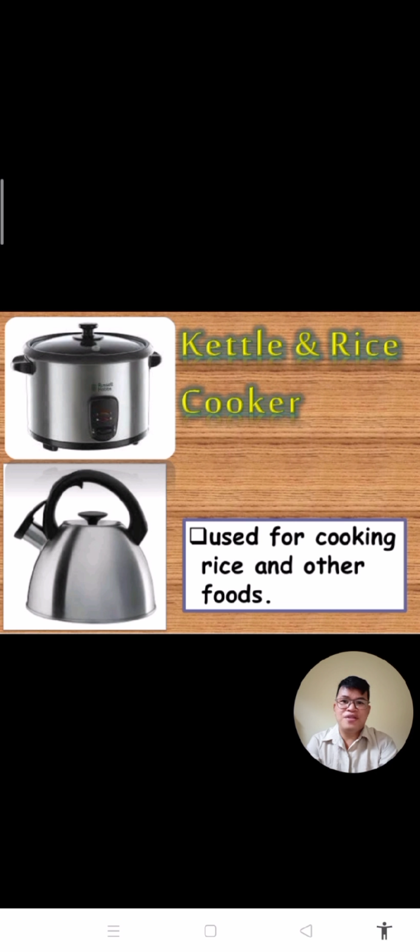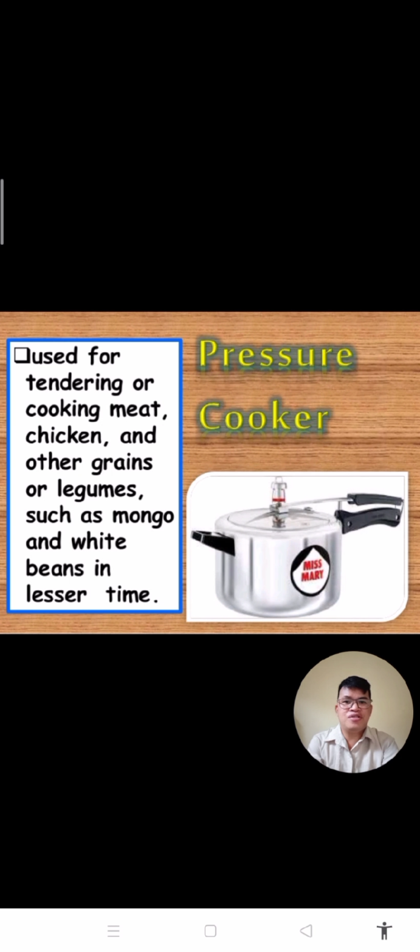Okay, we also have your kettle and rice cooker. Very common na sa atin yan, used for cooking rice and other foods. Pressure cooker, ito pagpalok na nga. Used for tendering or cooking meat, chicken, and other grains or legumes such as munggo and white beans in lesser time. So, if you have your pressure cooker, you may use them.